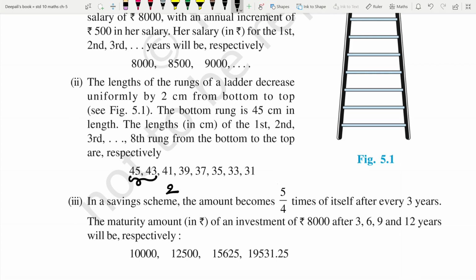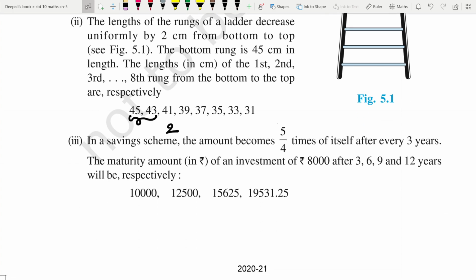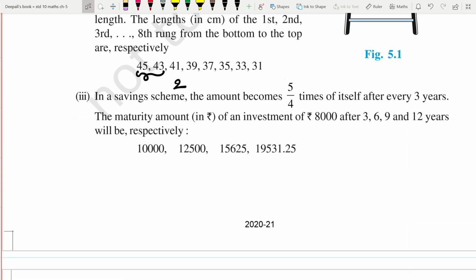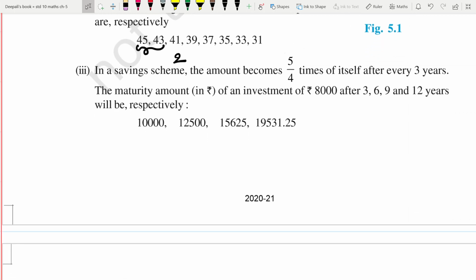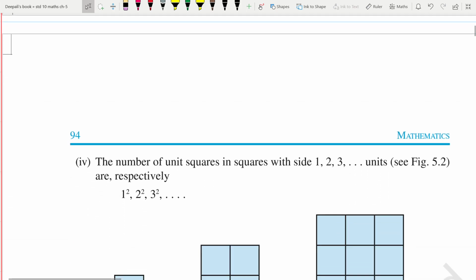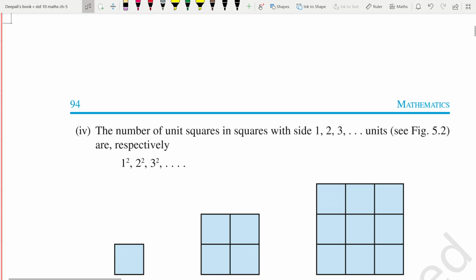And now the third example we take: in a savings scheme the amount becomes 5/4 times of itself after every 3 years. The maturity amount in rupees at an investment of 8,000 after 3, 6, 9 and 12 years are respectively 10,000, 12,500, 15,625 and 19,531.25. So you can see the patterns of numbers according to the given description.